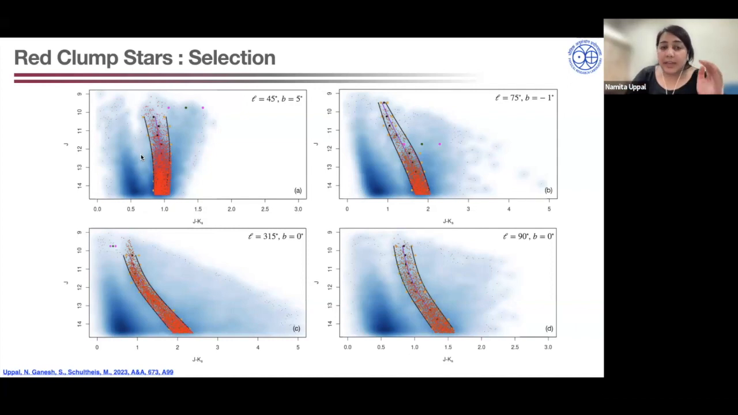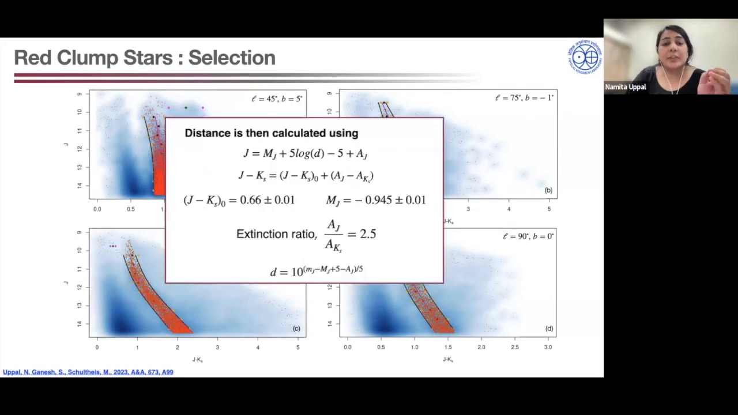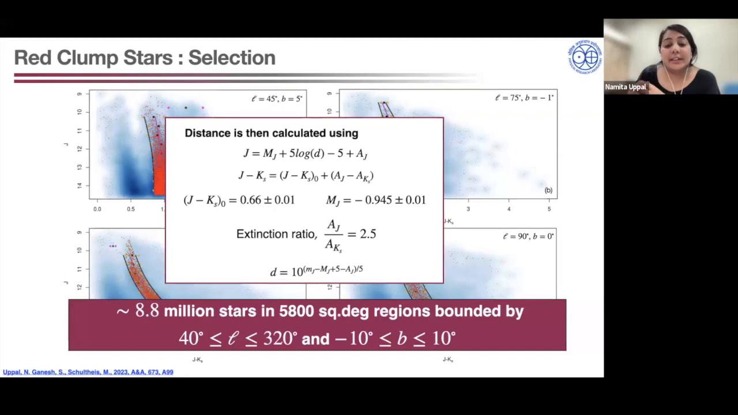So in this way, the selected red dots are all taken as red clump star candidates. After selecting these red clump stars, we know that they have a constant luminosity, so a fixed magnitude, and a constant color range. So we have calculated, and it was easy to calculate, the distance as well as the extinction of each and every selected star. In this way, we have selected 8.8 million red clump stars in a 5800 square degree region, which is bounded by these longitude and latitude ranges only in the galactic plane. And now the catalog is ready.